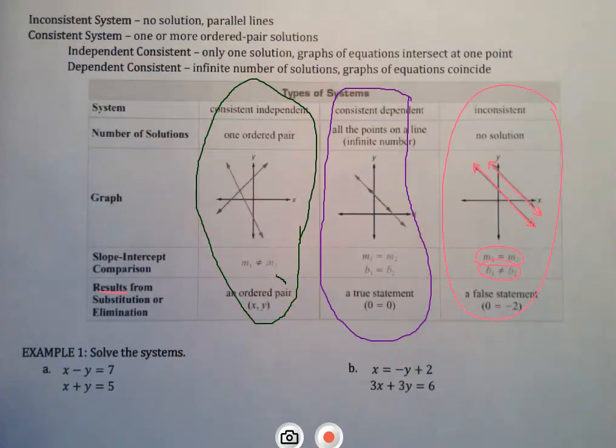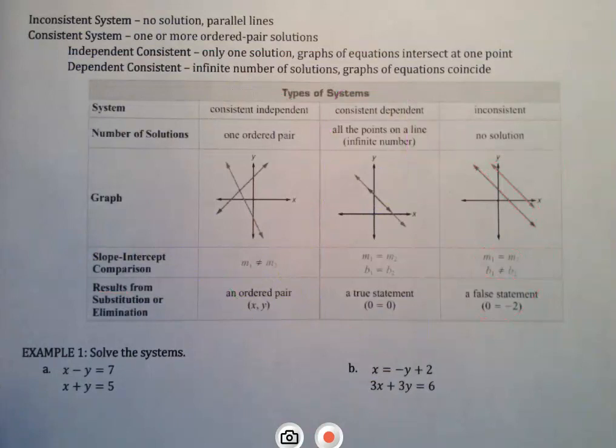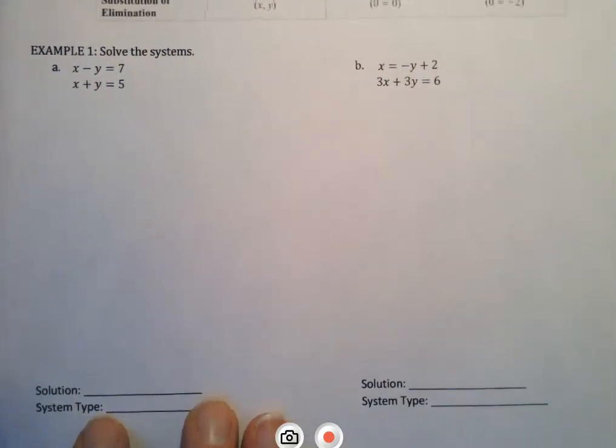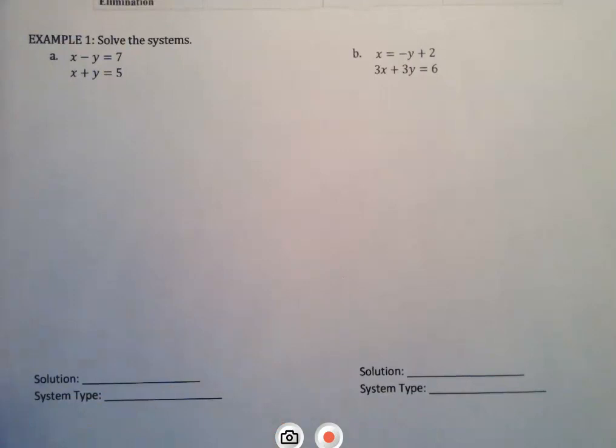So let's look at example 1. We'll do 1A first. It says solve the system. Then down here at the bottom, it says solution and system type. So we're just going to solve it and then put it in a category today. How do we want to solve this one? We could cancel. That would be elimination, right? If you see they cancel, that's the way we're going to do it. So elimination. It would be x plus x, 2x.